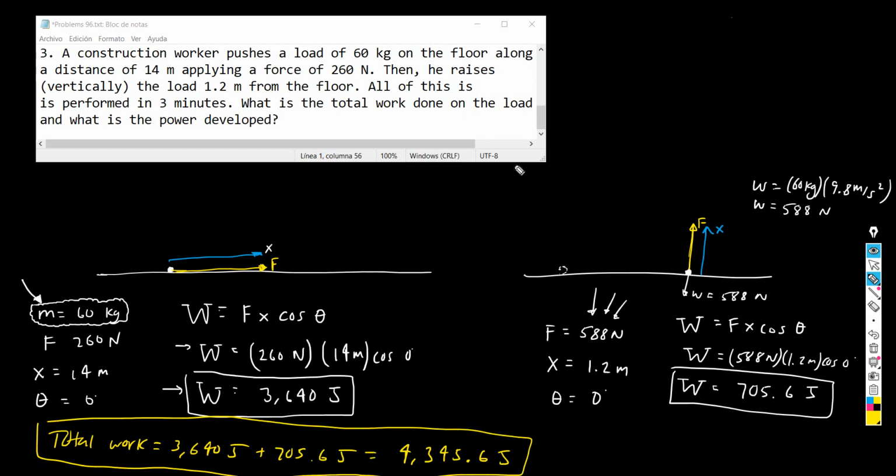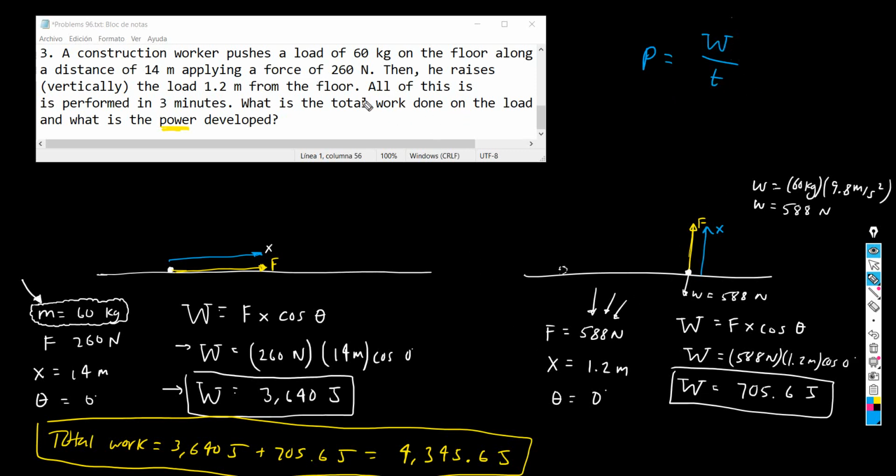Why do I say the first question? Because they're asking me something else. They're also asking me, what is the power developed? What is the power? This is the new concept that I told you about at the introduction of this lesson. And all we have to do is remember what the definition of power is. I told you that power is how fast work is done. In other words, the amount of work done over the time in which such work is done.